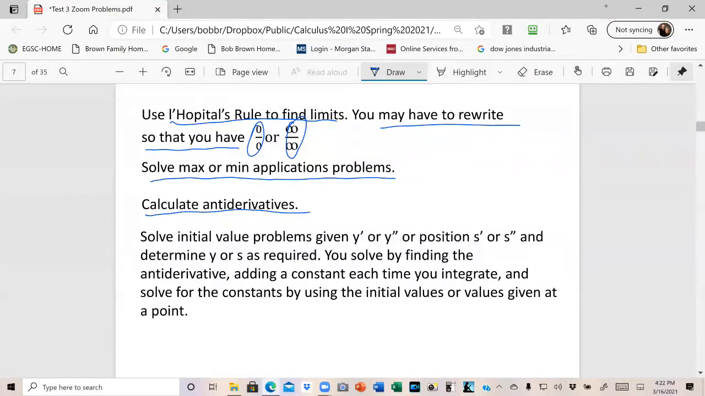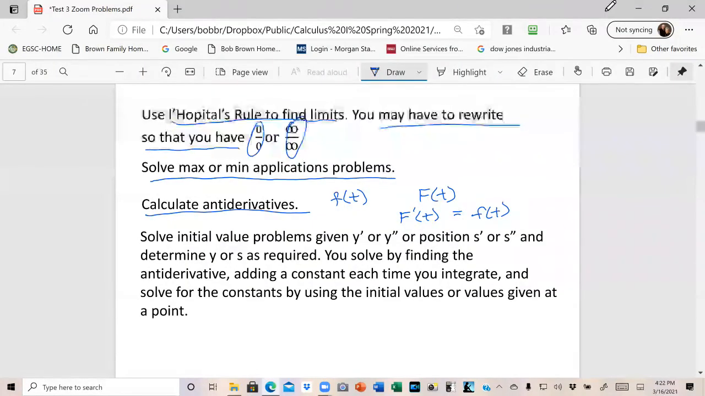In other words, if lowercase f of t is a function, its antiderivative would be given as capital F of t, and it just simply means that the derivative of capital F of t is equal to little f of t.